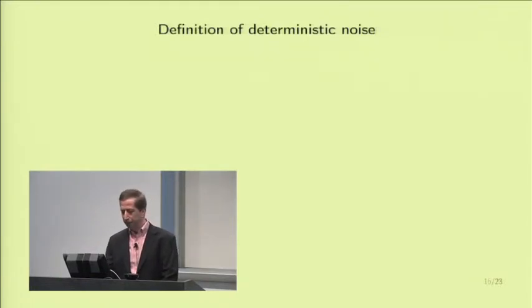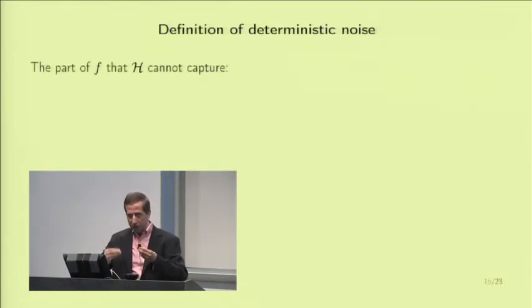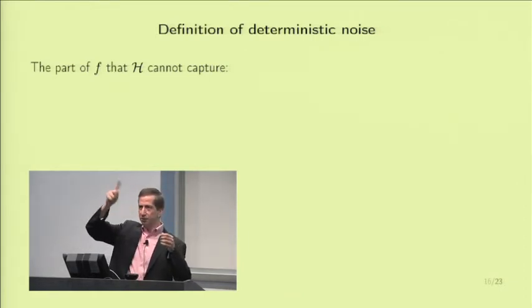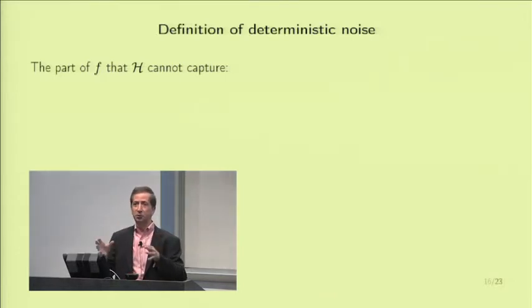What is it? It will be actually noise. As you know, if I tell you what is the stochastic noise, you say, okay, here's my target, and there is something on top of it. That is what I call stochastic noise, okay? So the deterministic noise would be the same thing, except that it captures something deterministic. It's the part of the target that your hypothesis set cannot capture.